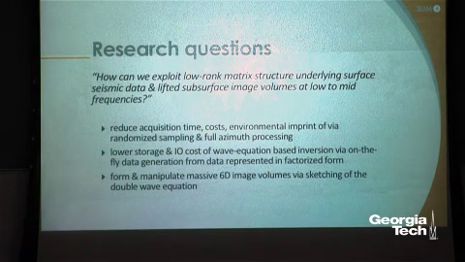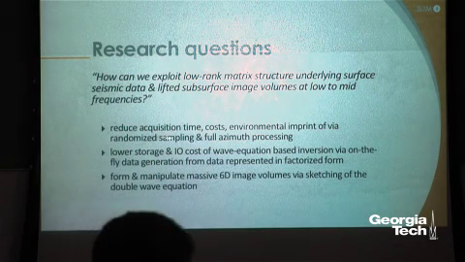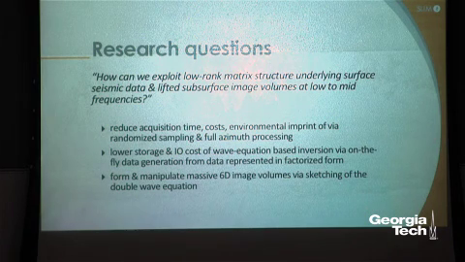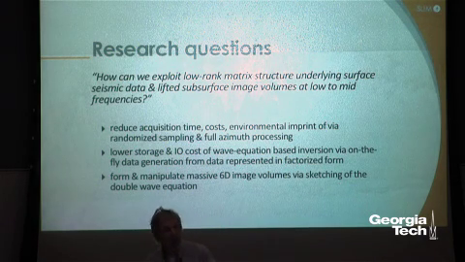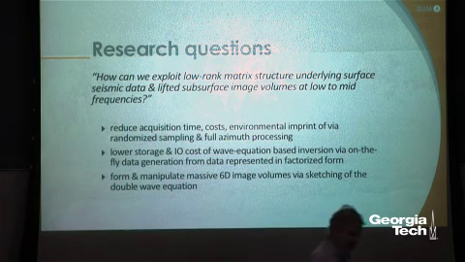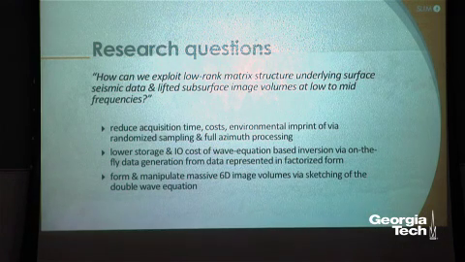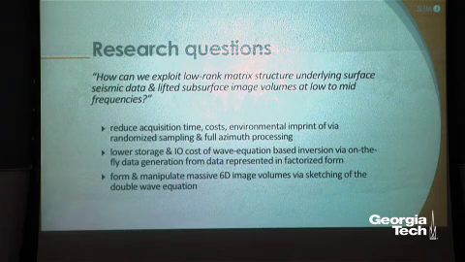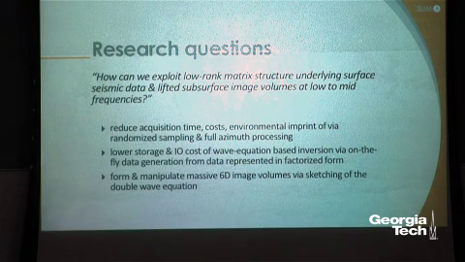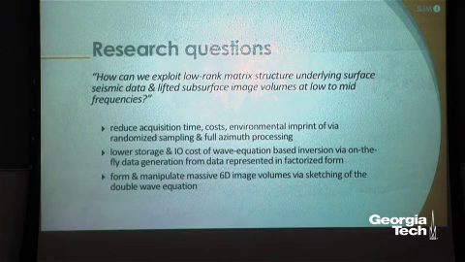So why do we care? Well, because we would like to reduce acquisition time. Acquisition is expensive. It has an environmental impact that you want to reduce. Can we be more clever in how we acquire data? Reduce costs, which is very important these days because the oil industry, with the low oil price, is not in the best shape. But that's true for everything. Data collection everywhere is expensive, perhaps, at least if you deal with sensors.